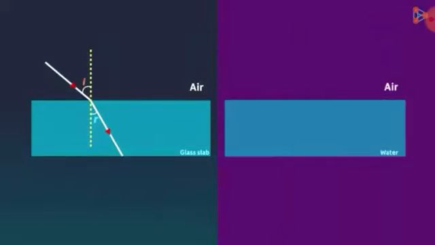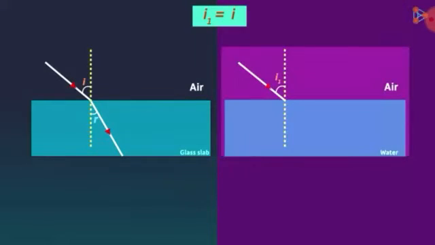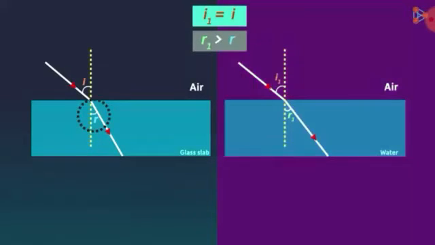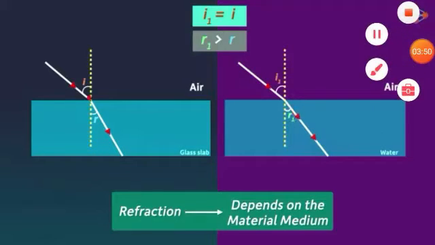Okay, let's take one more example. Instead of a glass slab, we take the example of water. It is a denser medium. When a light ray enters from air to water, will the incident angle in both cases be the same? So this is denoted as i1 in water, and it is denoted as i in the glass slab. So i1 will be equal to i, which means the angle of incidence will be the same. But what about refraction? In water, the speed of light will be more as compared to the glass slab. So refraction depends on the material medium also.